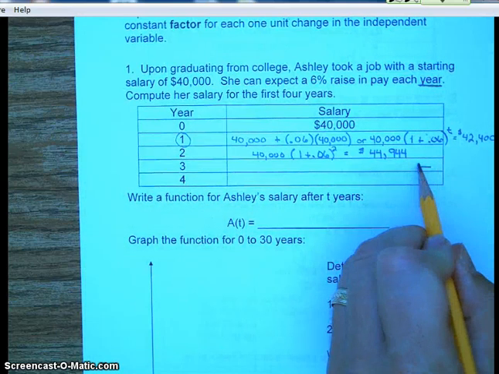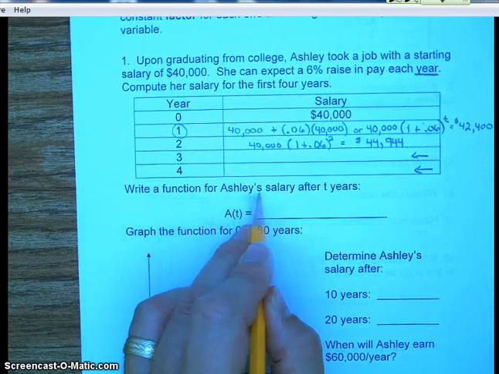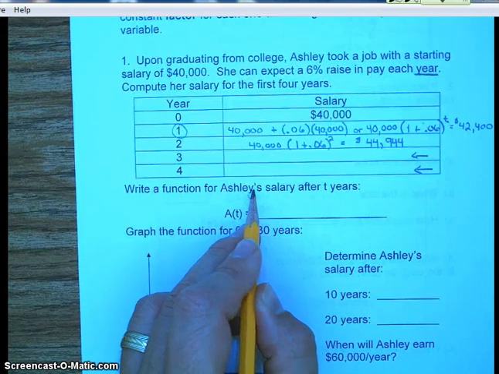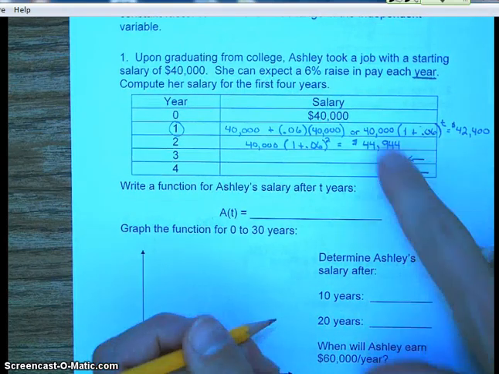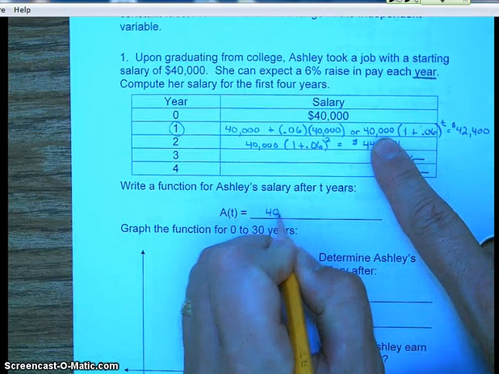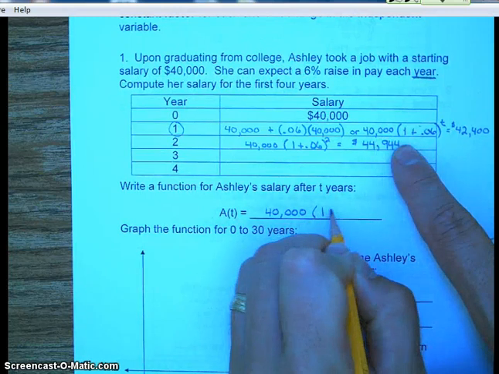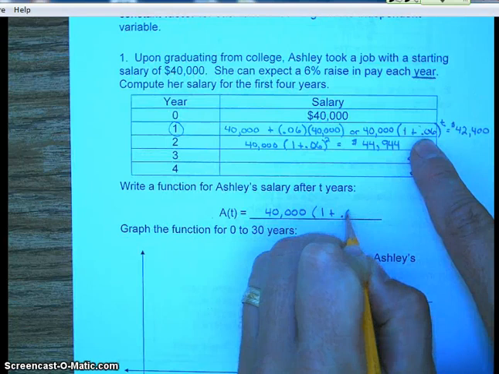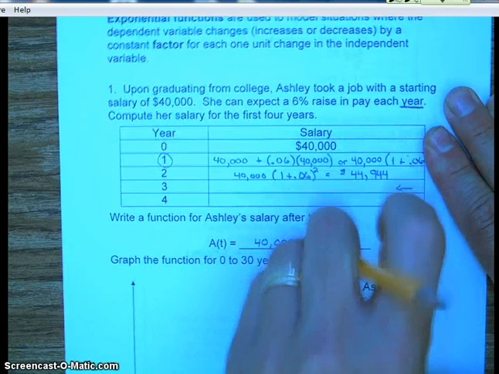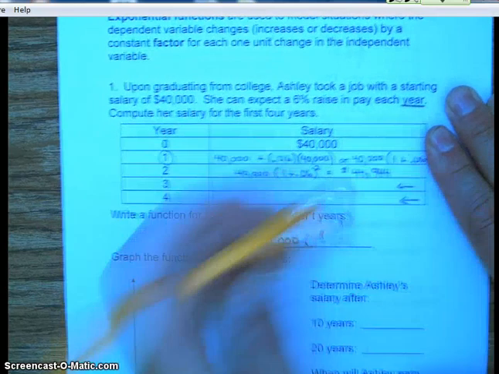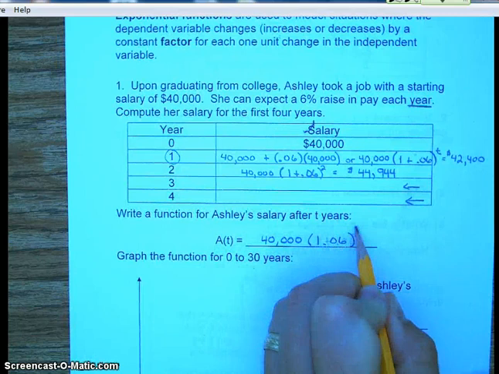Go ahead and find out the next 2 years on your own. It says write a function for Ashley's salary after t years. Okay, so it's going to be 40,000, her initial salary, times 1 plus 0.06, or better yet, since that stays the same, what's 1 plus 0.06? 1.06 raised to the t power.